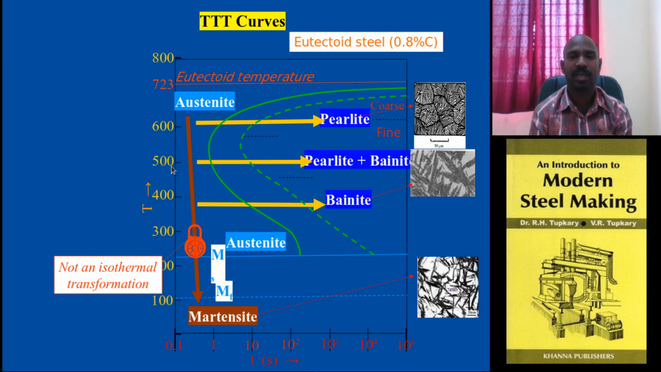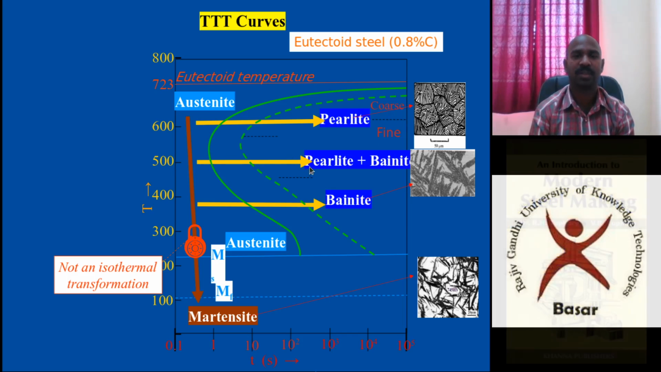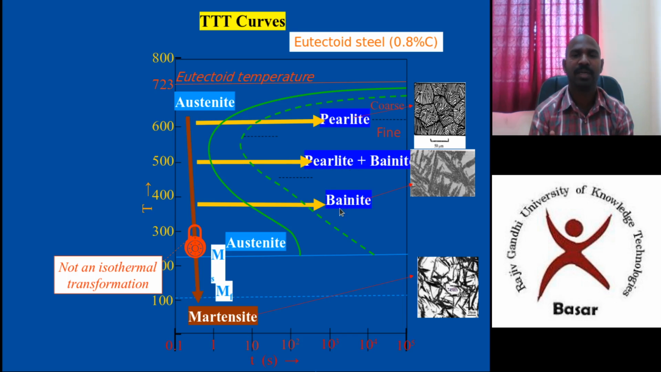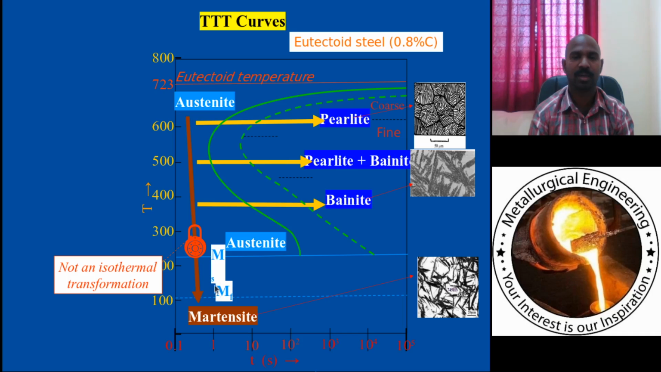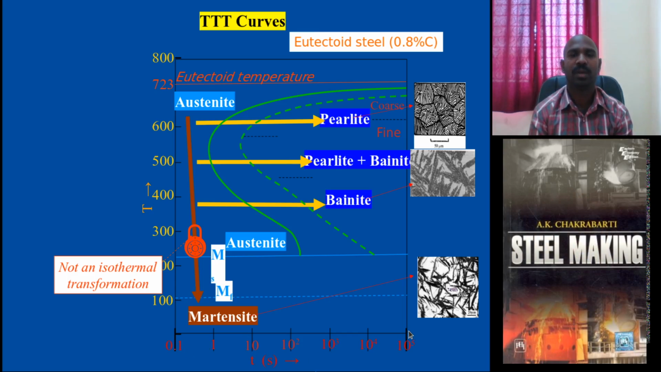Another thing, at 500, if you maintain a constant temperature, you will see bainite: upper bainite and lower bainite. Upper bainite has a feathery structure, lower bainite an acicular structure. This is for the lower bainite, and this is for the upper bainite structure. Below this, if you maintain this particular temperature, you will see martensite, a needle-like structure, with varied time, and this particular curve is the continuous cooling line.